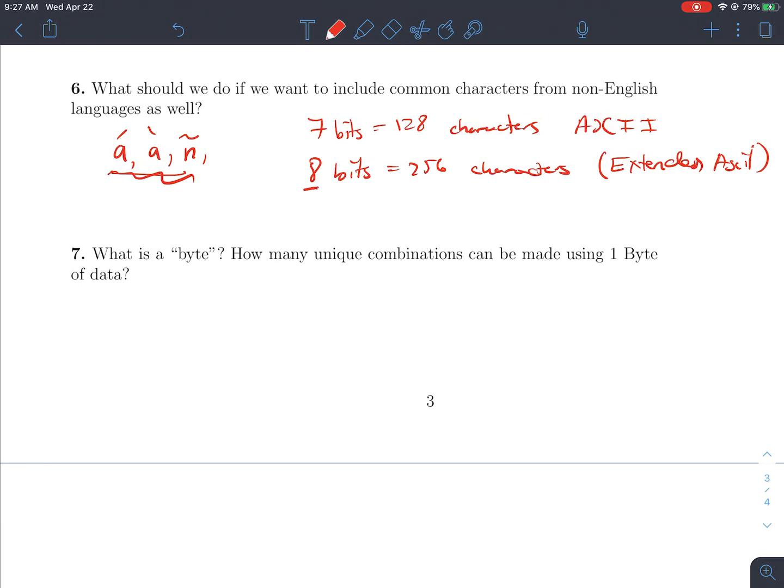And so it turns out that this actually was pretty sustainable. It lasted a pretty long time. And 8 bits became a really fundamental number of bits that a computer likes to have.